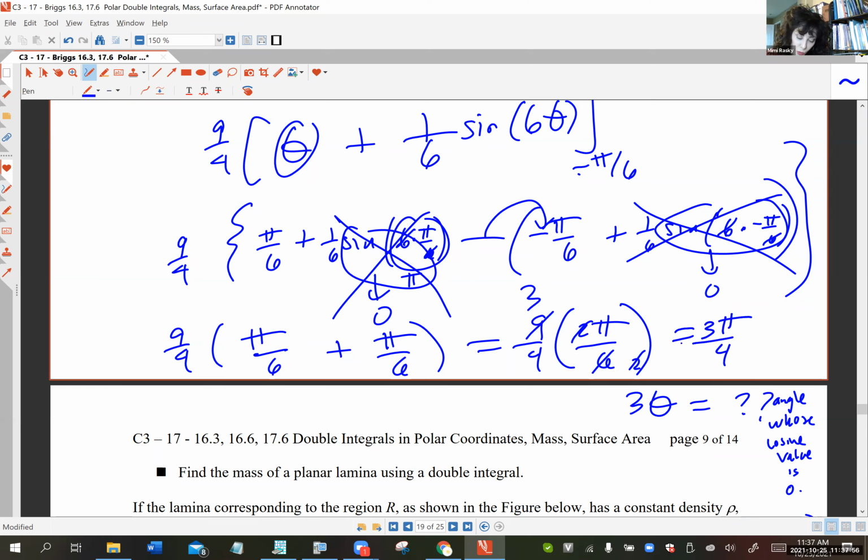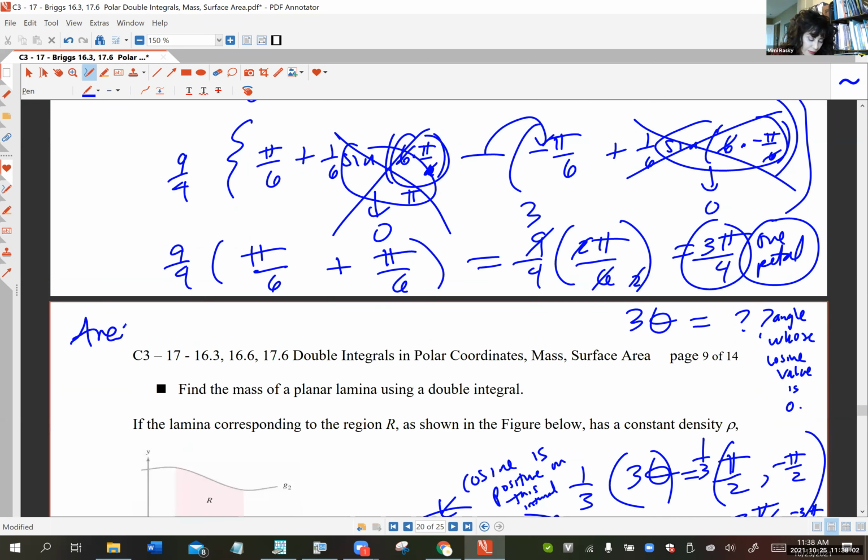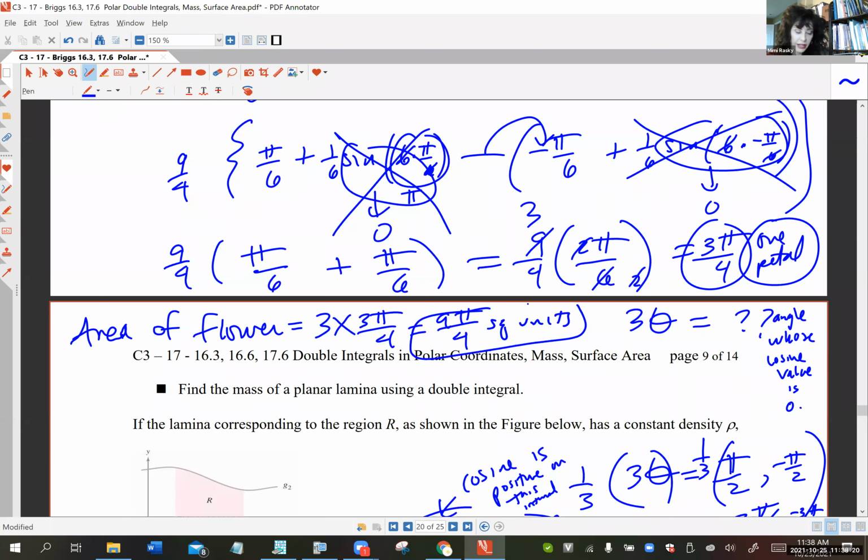But remember, that's one petal. So what am I going to have to do to get the area of the whole flower? Since this had 3 petals, and be careful because other curves in your homework may have different numbers of petals. This one had 3 petals, so 3 times 3 pi/4 is 9 pi/4 square units. And there's your area of the rose curve. Yay, success.